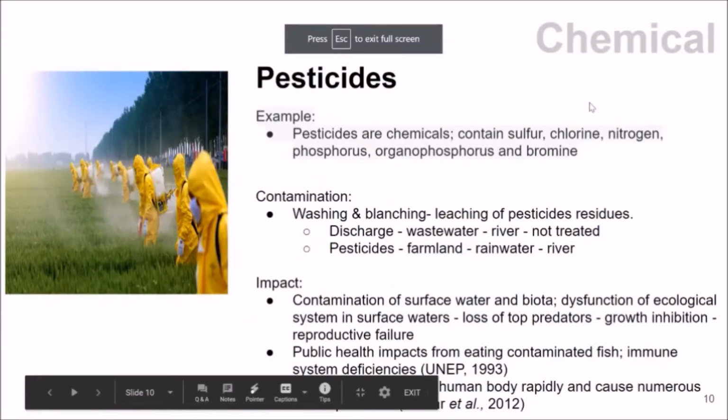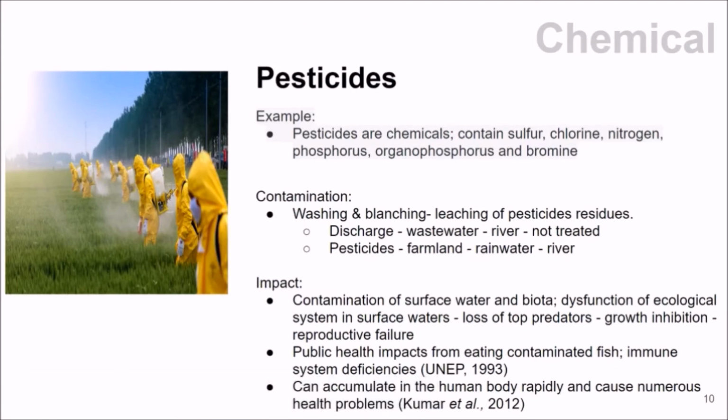Okay, the next point is pesticide. Pesticides are chemicals that contain sulfur, chlorine, nitrogen, phosphorus, organophosphorus, and bromine. Okay, how the contamination may occur is through washing and blanching. By washing and blanching, the pesticide residues will leach out from the fruits and vegetables.